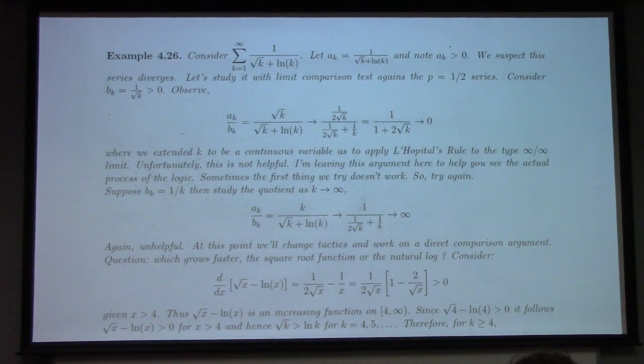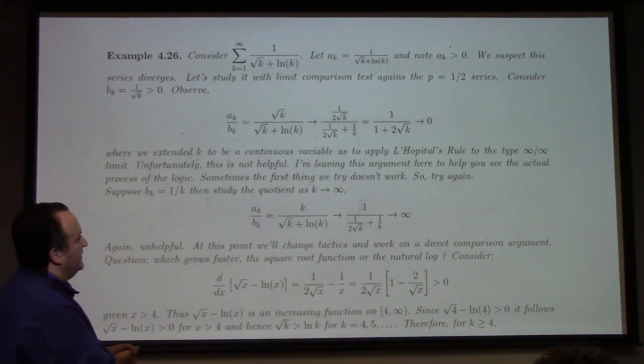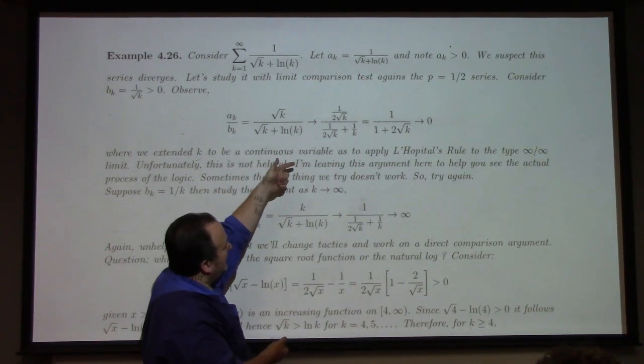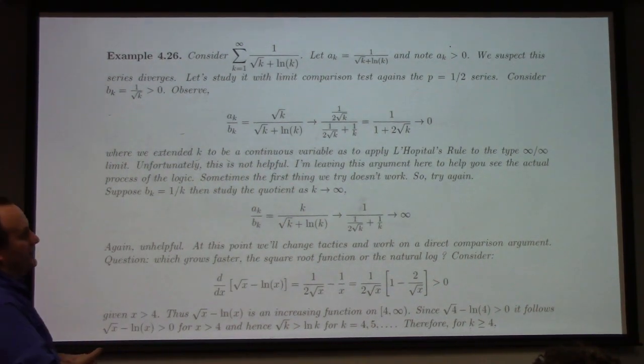So here's another one, 1/(√k plus natural log of k). Now this one, I just don't know right offhand. The quick back of the envelope calculation here, I'm not totally certain. It looks to me like maybe it's dominated by √k, so I'm expecting it diverges, but I'm a little bit on the bubble. It probably diverges. So first of all, let's study it with the limit comparison test against the p=1/2 series. If we do that, we're left with a/b, which I divide and I get something that limits to 0.